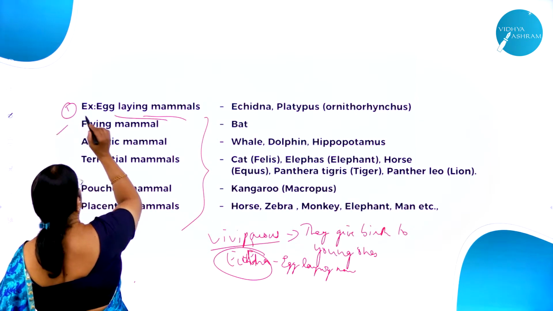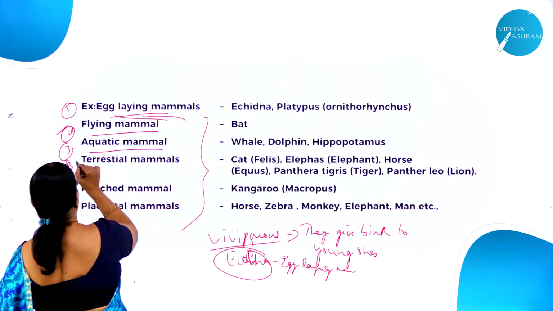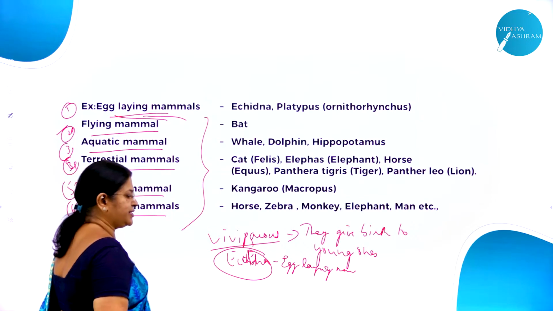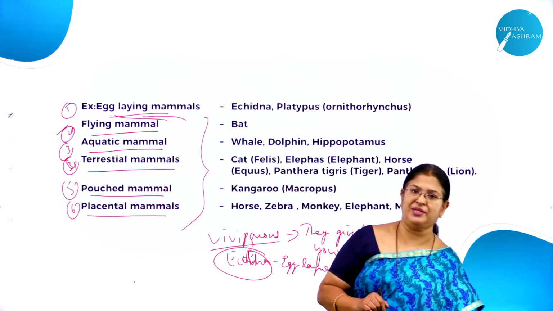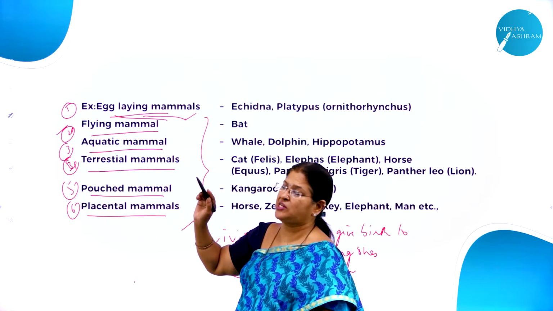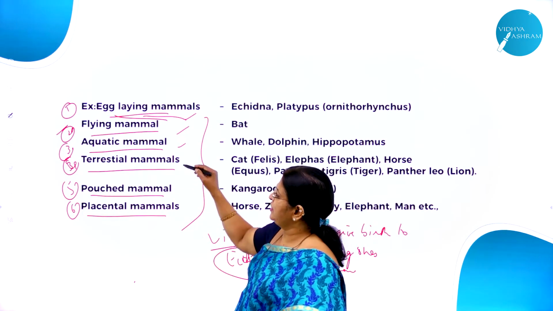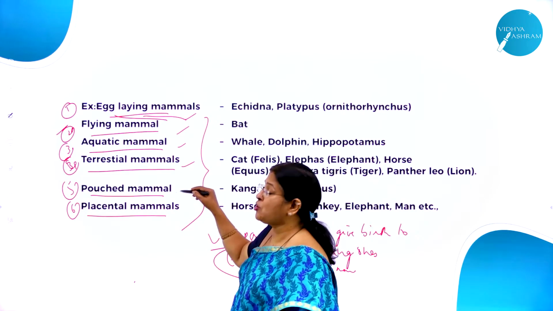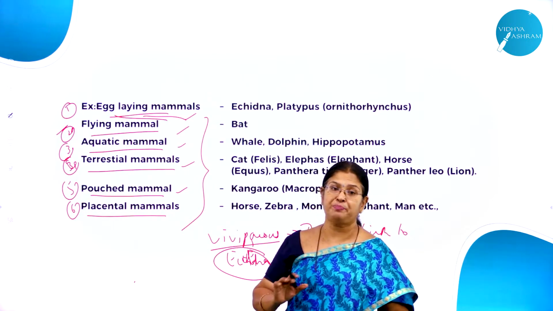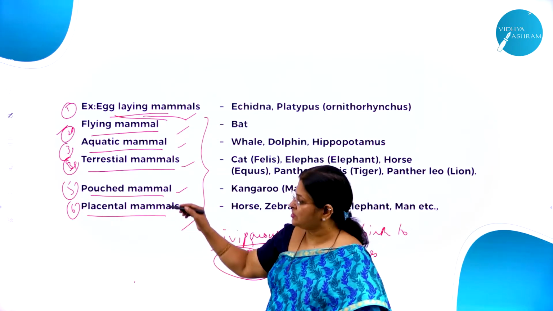So here we classify them into 1 egg-laying mammals, 2 flying mammals, bat, 3 aquatic mammals, 4 terrestrial mammals, 5 pouched mammals, and 6 placental mammals. So we classify the mammals into how many types? 6 types. What are they? Egg-laying mammals, those animals which lay eggs; flying mammals which fly; aquatic mammals which live in water; terrestrial mammals which live on land; pouched mammals. They have a pouch, for example, you might have come across the kangaroo. Kangaroo has a purse-like, pouch-like structure where the young one is kept and taken care of. Such mammals are called pouched mammals.